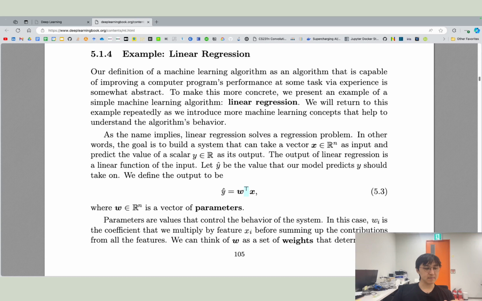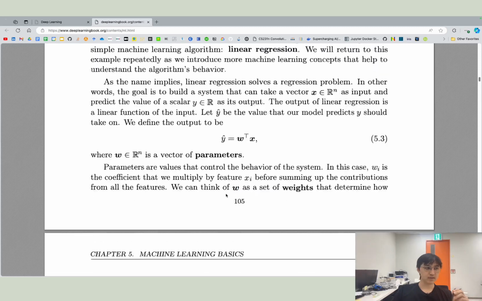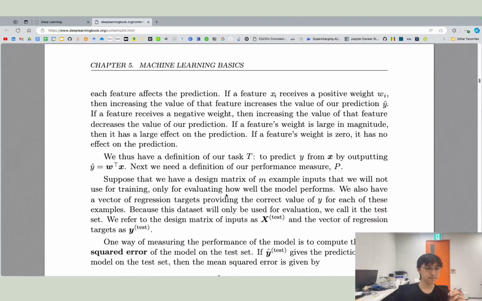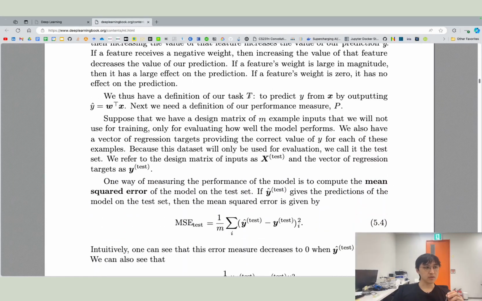Weights. So we can associate linear regression with this formula, where we should select good parameters which are good enough that it will predict y hat, the y. Okay, I think it makes sense. So we are saying that our task is to predict y from x by outputting this equation.